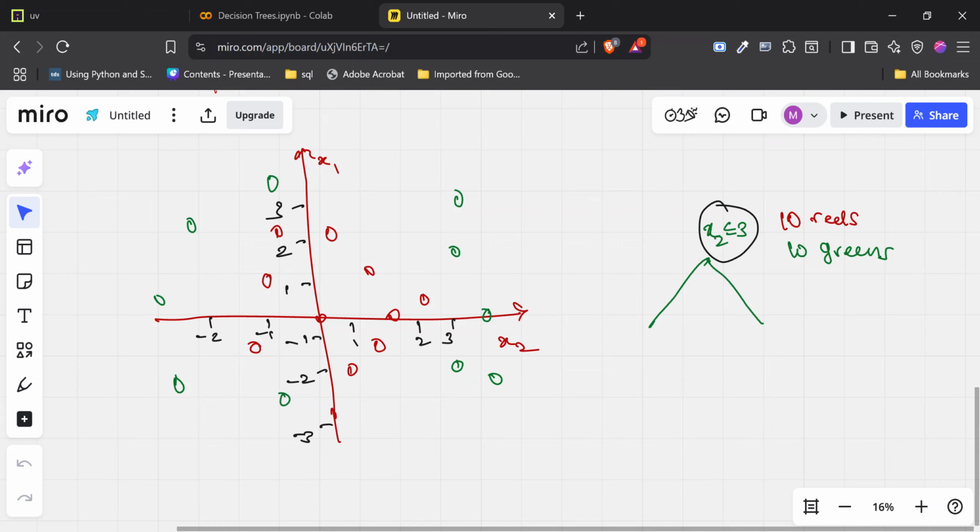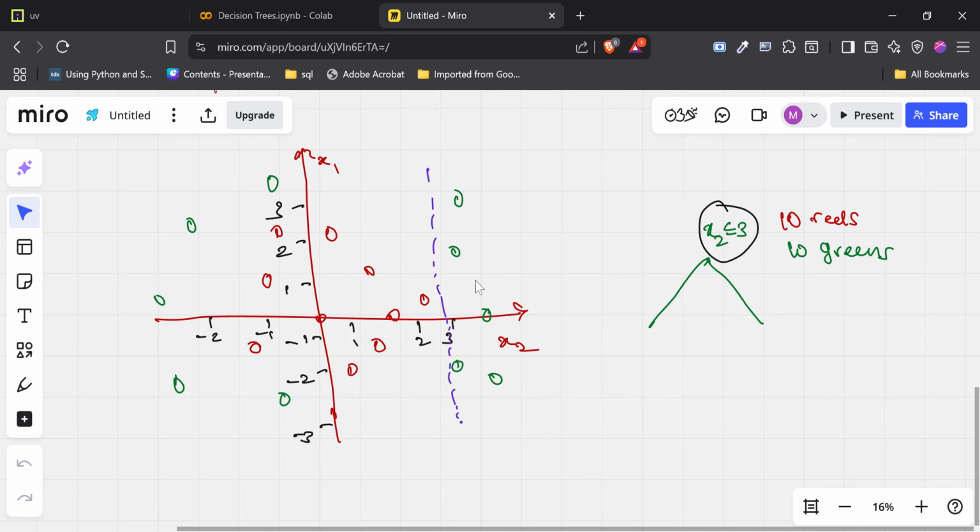Let me draw that with maybe purple. That's going to be this line here that goes like this and goes over 3 like this. And it means that we've separated this, and everything here, 1, 2, 3, 4, 5, is going to belong to a particular node, and everything else is going to belong to another node.